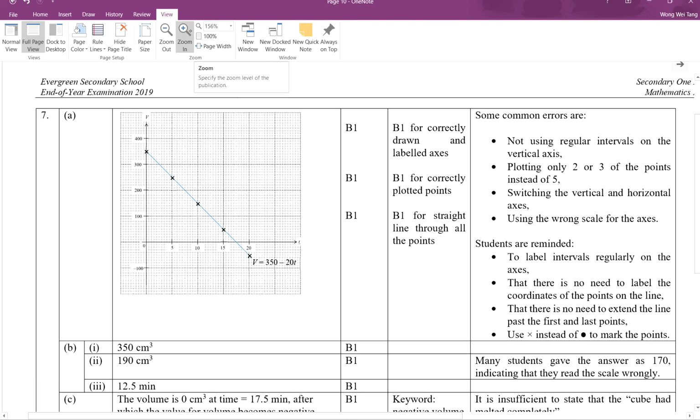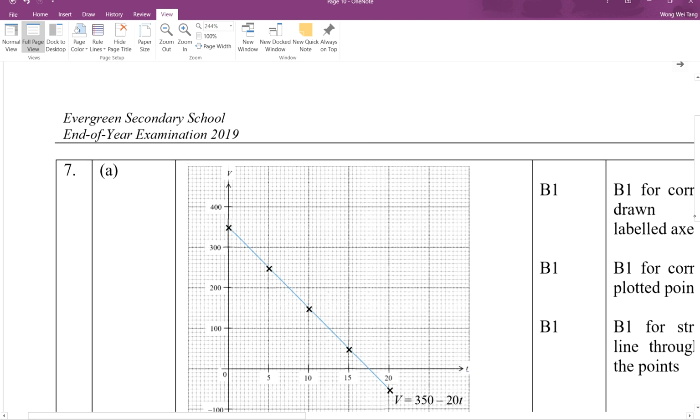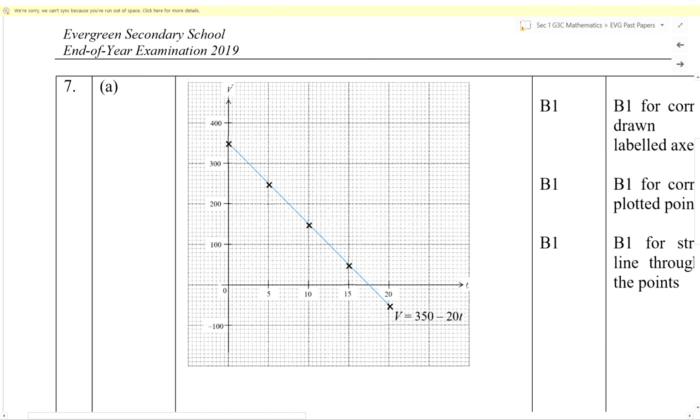Surprisingly, quite a number are unable to follow the instructions. They tell us to use the vertical. Vertical means upright. We're using that for V. Horizontal for T. So you have to follow the instructions. You cannot put V here and T here. Likewise, you cannot put Y, you cannot put X.